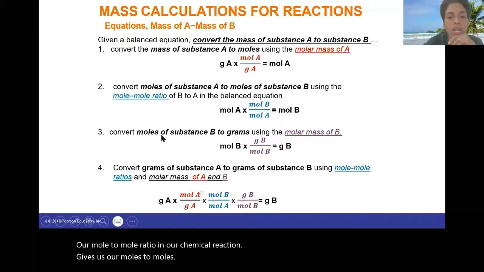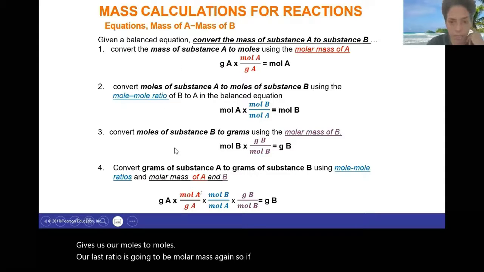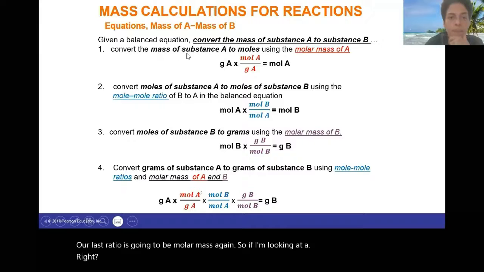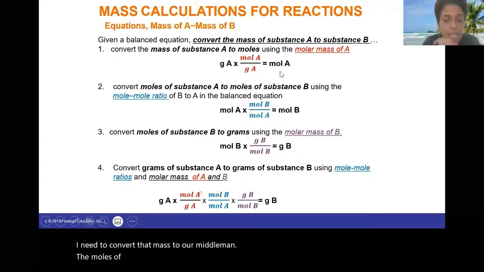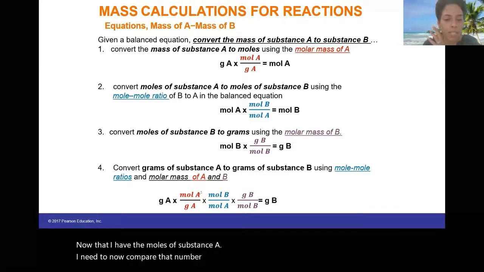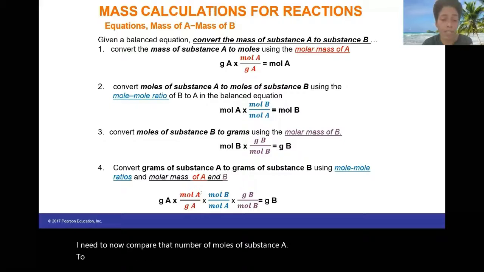And our last ratio is going to be molar mass again. So if I'm looking at a chemical reaction, right? In order to convert from the mass, so if I'm given a problem where I'm given the mass of substance A, I need to convert that mass to our middleman, the moles of substance A. Now that I have the moles of substance A, I need to now compare that number of moles of substance A to substance B, whether it's a reactant or a product. We need to know who's the next middleman.